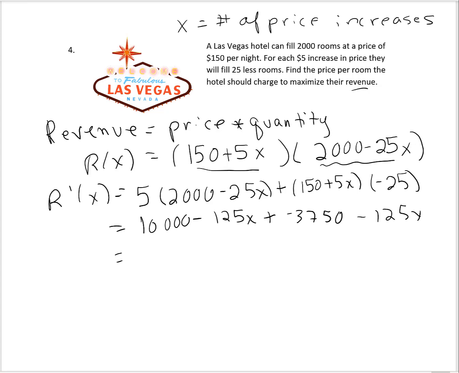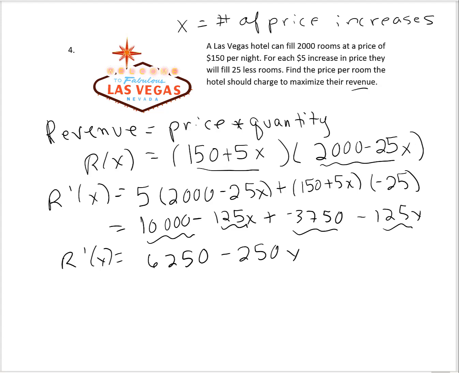We can gather like terms. So we have the 10,000 and the negative 3,750, which gives me 6,250. And then the negative 125x minus 125x gives me negative 250x. And this is our R prime of x. So we have our derivative.